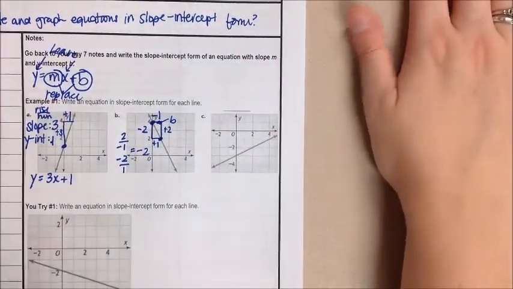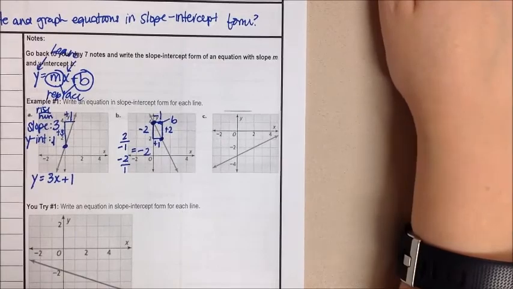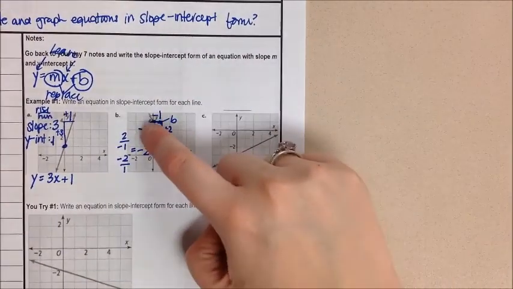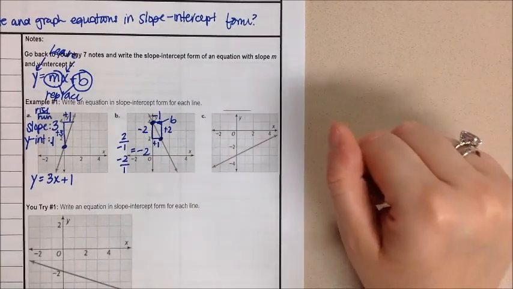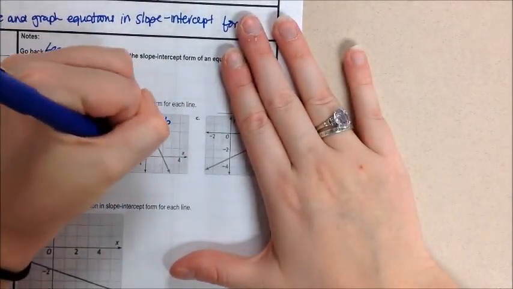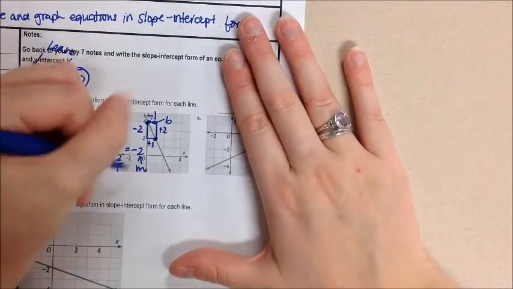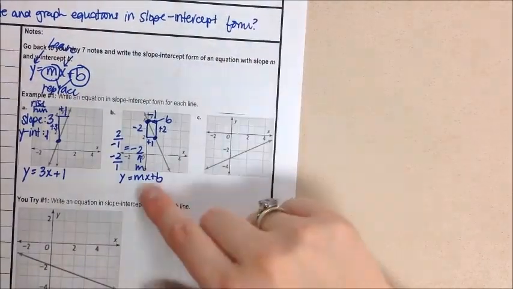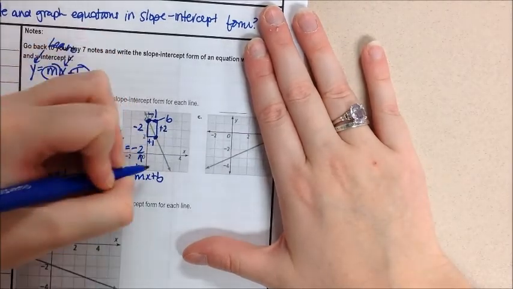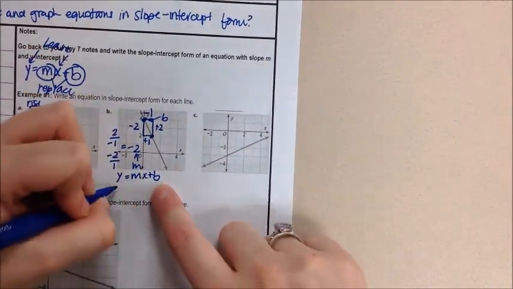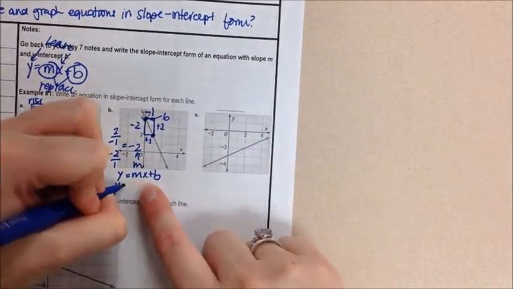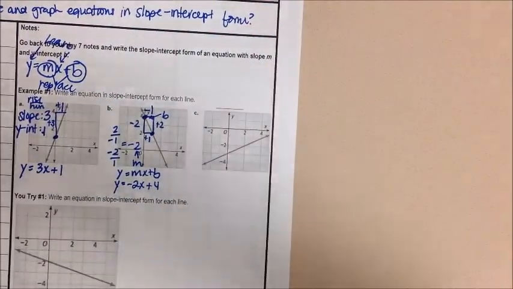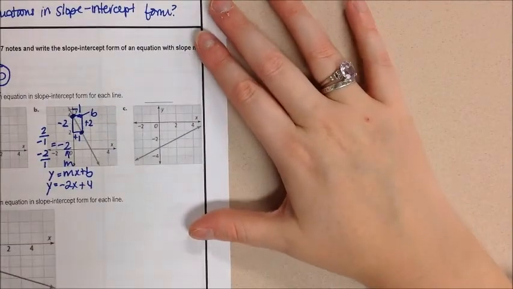So it doesn't matter which way you go as long as you're doing rise and run and paying attention to if you went up or down, left or right. Okay? So that's my m, that's my slope. So when I have my y equals mx plus b equation form, the 4 goes in here, and the negative 2 goes here. So it'd be y equals negative 2x plus 4. Okay, now we're going to do c.